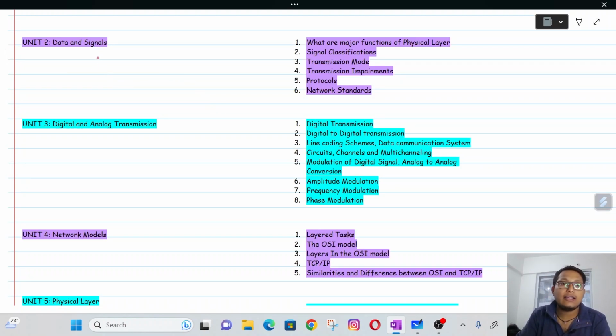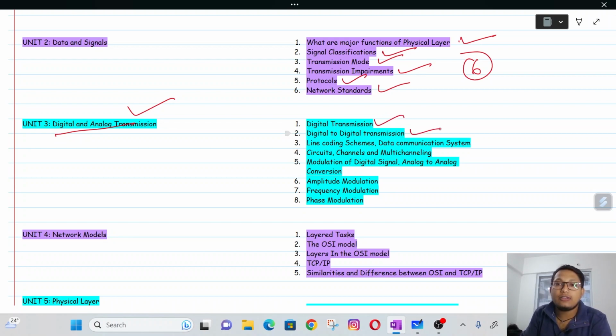And then we come to data and signal. This is the 2nd unit. What are the major functions of the physical layer? Signal classifications, transmission mode, transmission impedance, protocols, network standards. There are 6 subtopics inside data and signal. After learning about data and signal, you will be learning about digital and analog transmission in unit 3. And inside it, the learning outcomes are digital transmission, digital to digital transmission, line coding schemes, data communication system, circuits, channel and multi-channeling, modulation of digital signal, analog to analog conversion, amplitude modulation, frequency modulation, phase modulation.